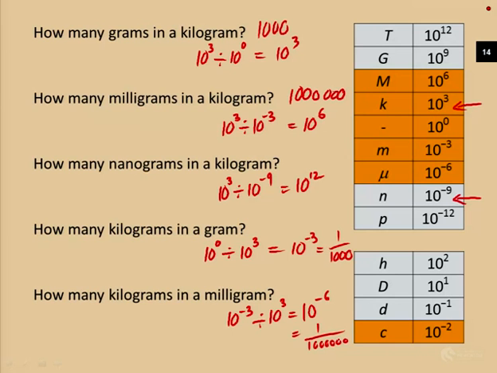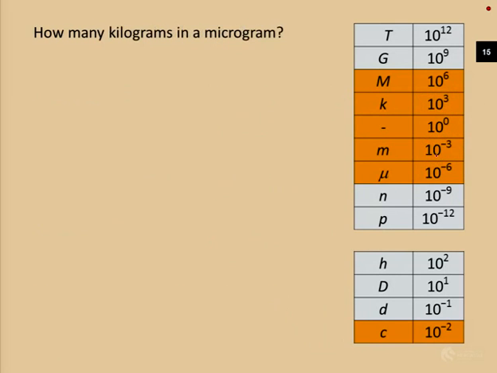Okay, so the direction thing's important. And again, kilogram and milli. Kilogram was here. Milli, here. So the difference between 3 and -3 was 6. I knew it was a small answer. It was 10 to the -6. Okay, more repetition.